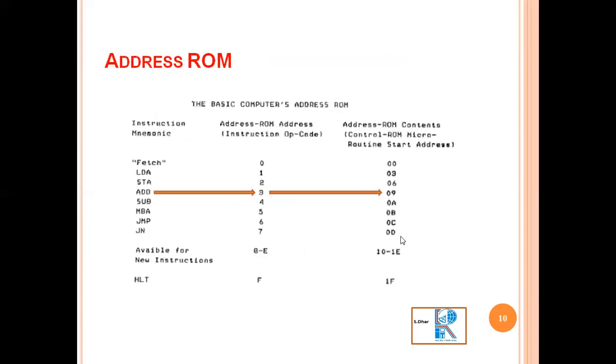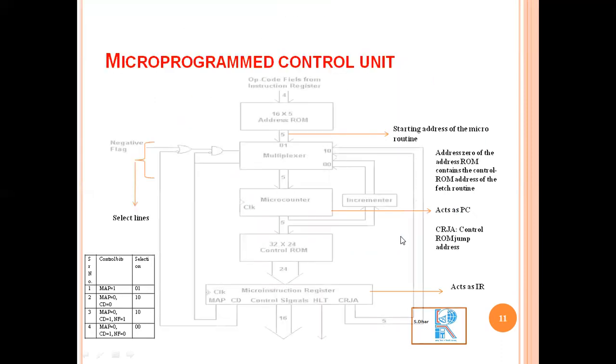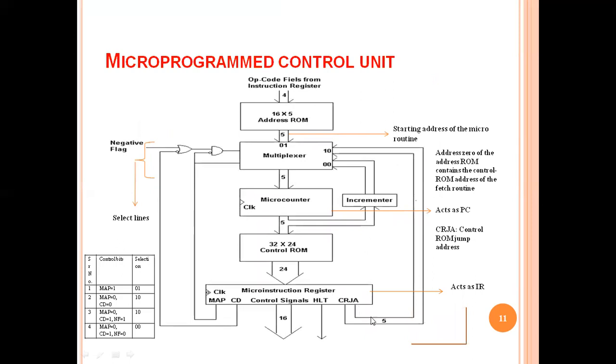Clear? Now see here, this is the control ROM jump address, which is 5 bits. You know, the instruction signal is 16 bits, MAP is 1 bit, CD control bit is 1 bit, halt is 1 bit. So 16 plus 5 plus 1 plus 1 plus 1, total 24. So 32 is the number of addresses and 24 is the width of the data, from the specification. Clear?